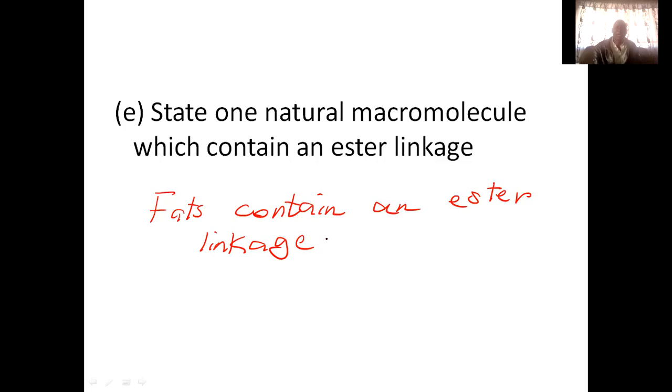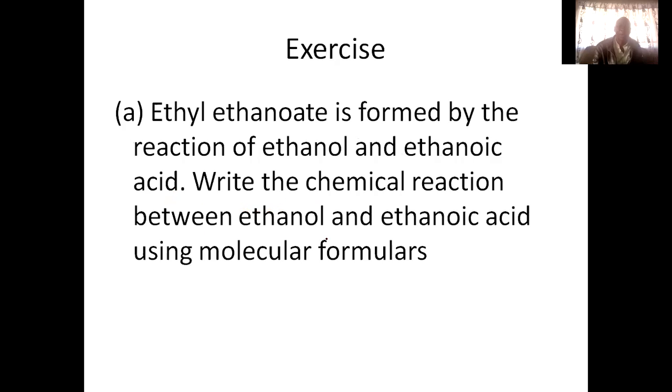So today I thought we can look at a question on the ester, and therefore we now see the exercise which has been given here. Ethyl ethanoate is formed by the reaction of ethanol and ethanoic acid. Write the chemical reaction between ethanol and ethanoic acid using molecular formulas. You remember what we used there was the structure diagram. So now I want you to write that chemical reaction using the chemical formulas.